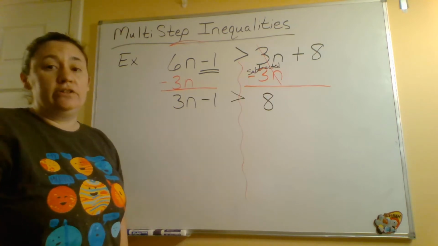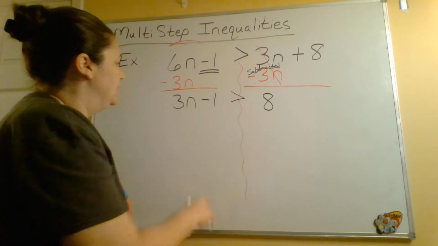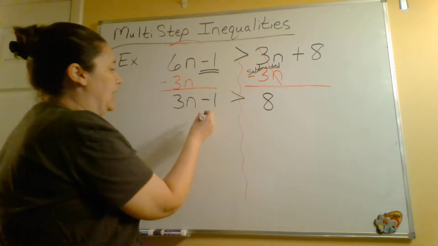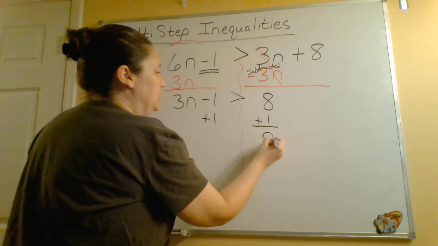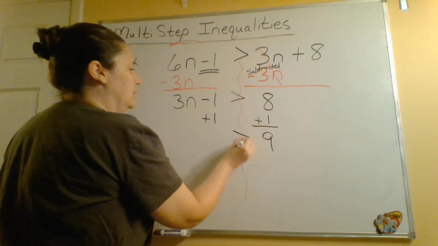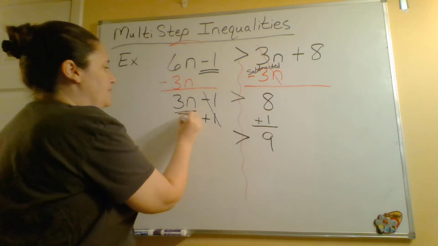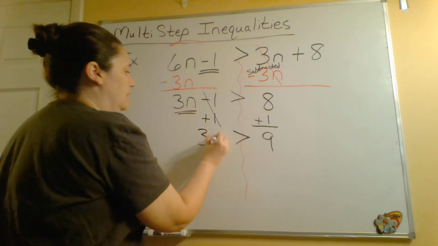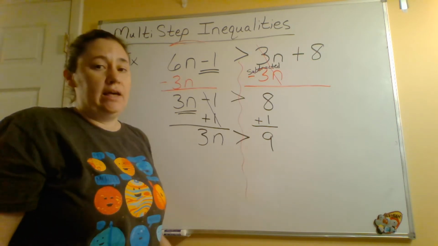Now, this is a regular two-step inequality like we did yesterday and the day before in class. They're subtracting 1. I need to add 1 to both sides. When you add 1, you get 9 on the right. There's the greater than sign. Those cross off. We have 3n on the left. 3n is greater than 9.